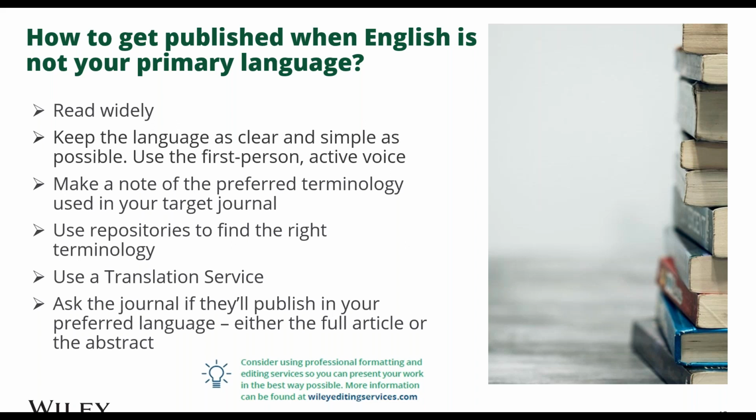You should read widely, read other articles in your subject field so that you're familiar with how they're written. You should keep the language as clear and simple as possible and use the first person active voice. Don't try to overcomplicate the language and risk making errors or making your writing hard to understand. It's better to be clear and simple. You should make a note of the preferred terminology in the journal you're submitting to and use repositories to find this terminology. You might want to consider using a translation service.